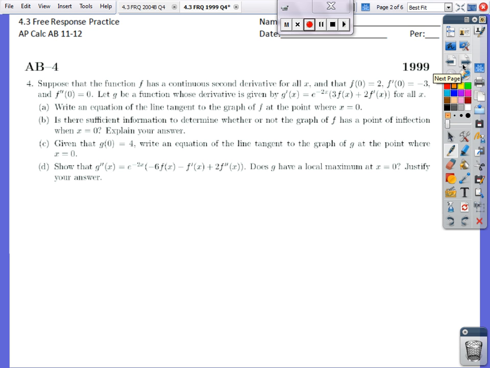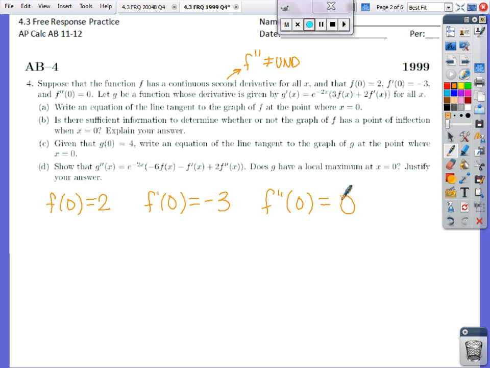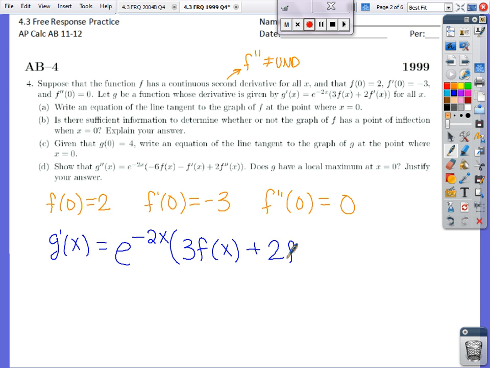So suppose the function f has a continuous second derivative. So f double prime is never undefined for all x, and f of 0 equals 2. I'm going to rewrite these things down here. f prime of 0 equals negative 3, and f double prime of 0 equals 0. Let g be a function whose derivative is given by g prime of x equals e to the negative 2x times 3f of x plus 2f prime of x for all x.